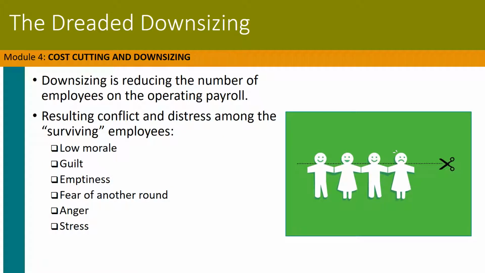In a business enterprise, downsizing is reducing the number of employees on the operating payroll. Businesses use several techniques in downsizing, including providing incentives to take early retirement and transfer to subsidiary companies. But the most common technique is to simply terminate the employment of a certain number of people. Naturally, this causes conflict and distress.